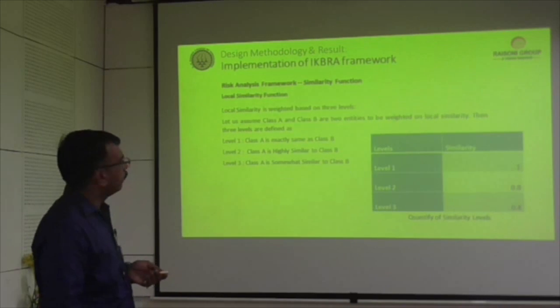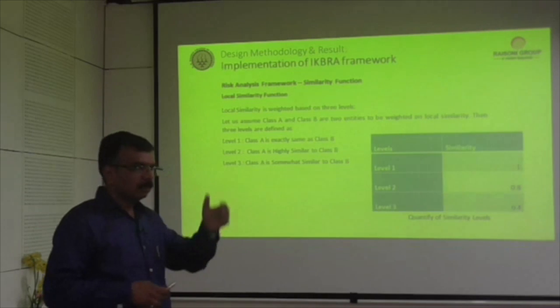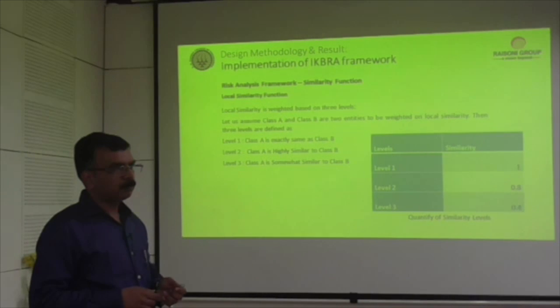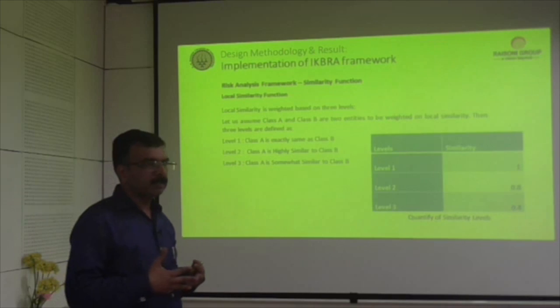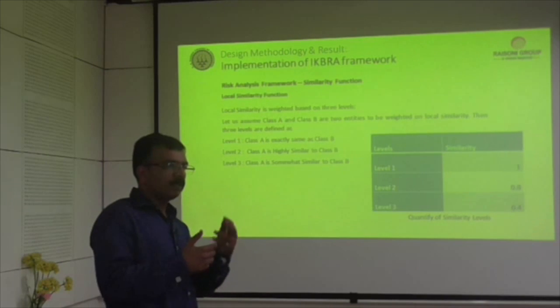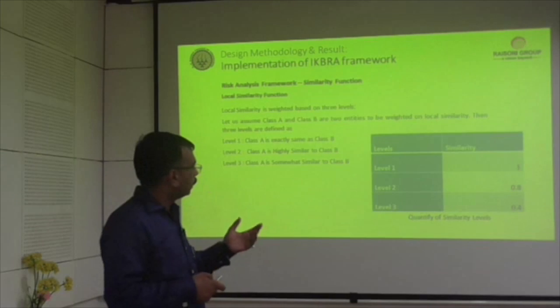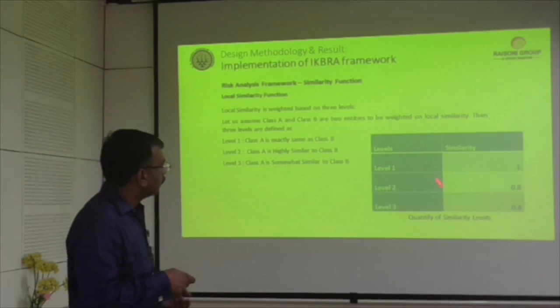Next is the local similarity. Local similarity is required when a complete hierarchy is there, for example if attribute-level mapping is required, or if anything happens in the hardware and we need to know which part is affected. In that case local similarity works and it will help.